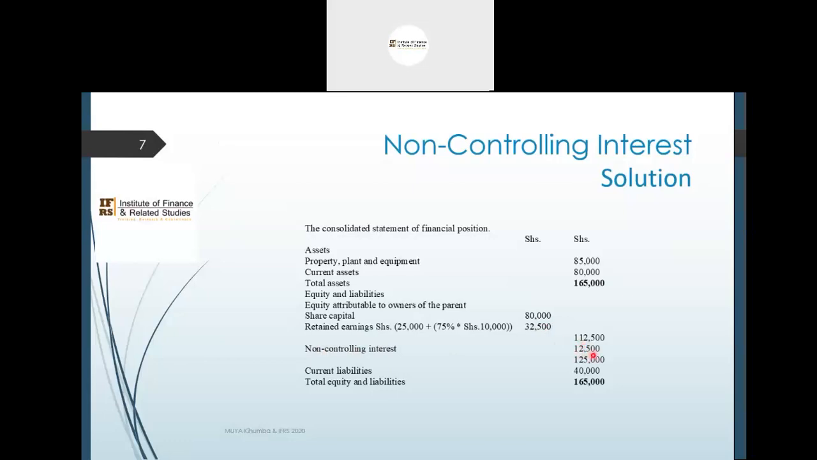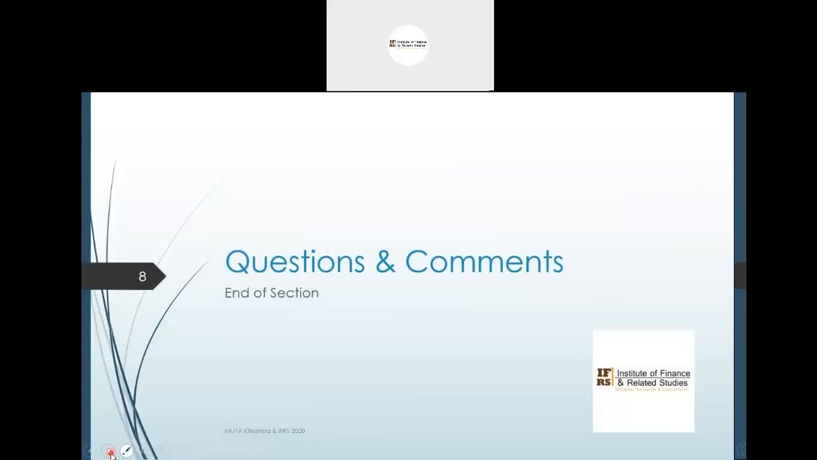Non-controlling interest, we had calculated it earlier as 12,500. And we add up all those other items. Take a minute and put down the solution. This now takes us to the end of that section.